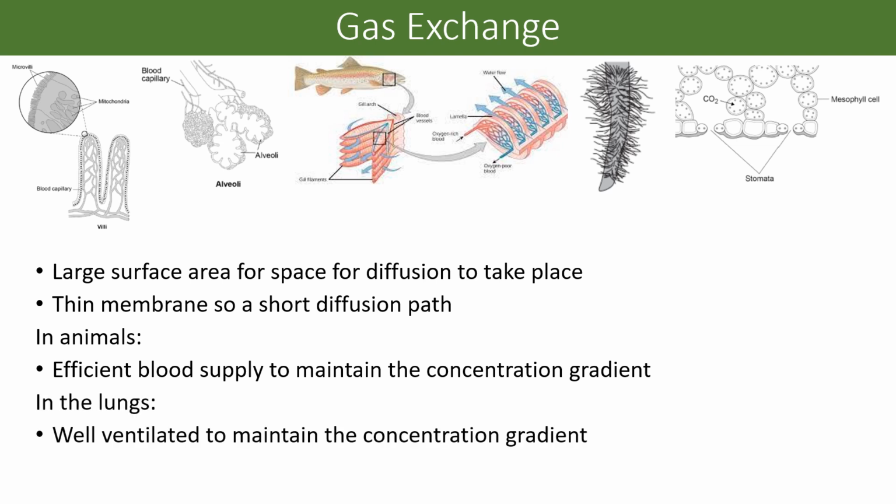In the lungs specifically, we can talk about them being well ventilated, so having lots of air, and that again will help to maintain the concentration gradient. So all of these things are things that we can talk about in terms of how these places are adapted for efficient exchange of materials.